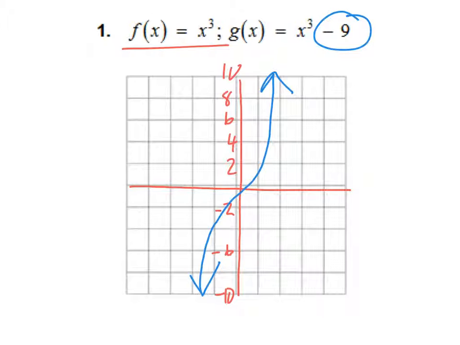And we recognize that that's our k value, which moves our graph up or down. And so because it's a negative 9, we're going to move down 9 units. We see it's moving by 2s. So our new point will go here, and the rest of our graph will stay the same.